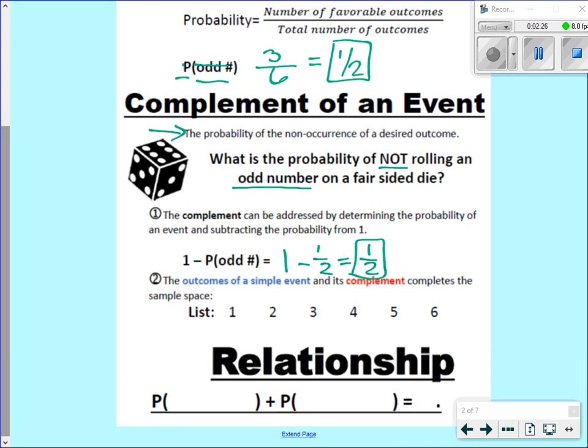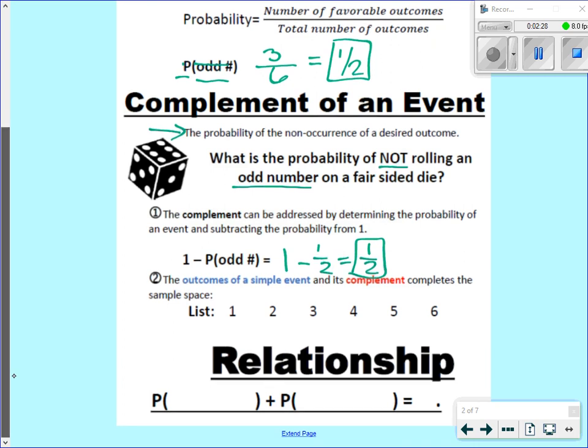Okay, another way to do it, the outcomes of a simple event and its complement completes the sample space. So let's look and see what that means. So the probability of not rolling an odd number, so you can circle not odd numbers, which are even numbers. And we say that we have 3, the total number of outcomes is 6, which equals 1 half.